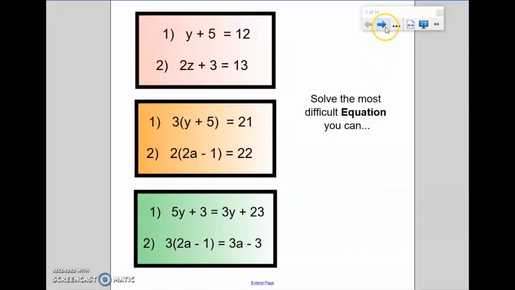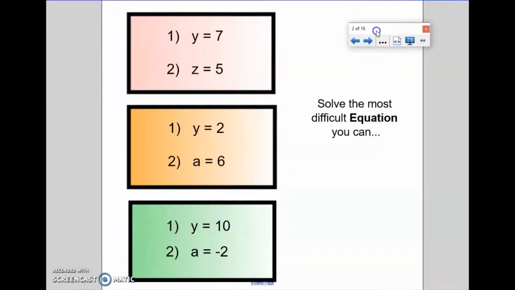Okay, welcome back. Let's have a quick look at my answers. My answers look like this. So hopefully you have reminded yourself of the process of solving equations, and you can go ahead and assess your work just by looking at my solutions and making sure they are correct.